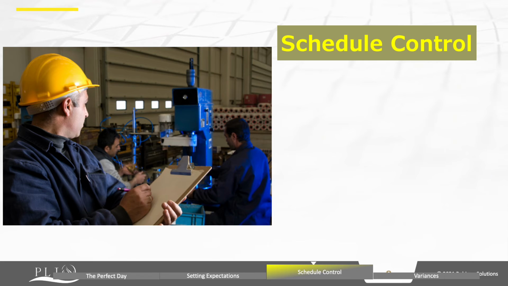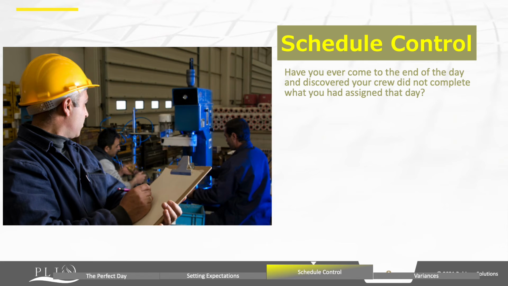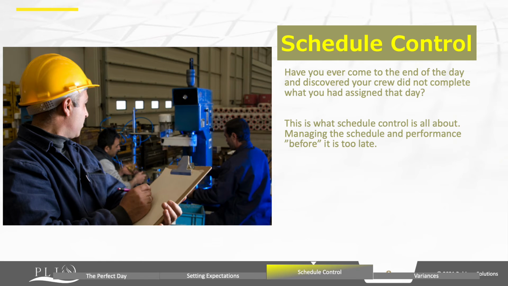That leads to the next leadership skill, which is schedule control. So have you ever come to the end of the day and discovered your crew did not complete what you had assigned that day? This is what schedule control is all about, managing the schedule and performance before it's too late. When you get to 3:30 in the afternoon and you realize that your crew are not going to hit the targets that you had sort of envisioned for them, there's very little you can do at that point.